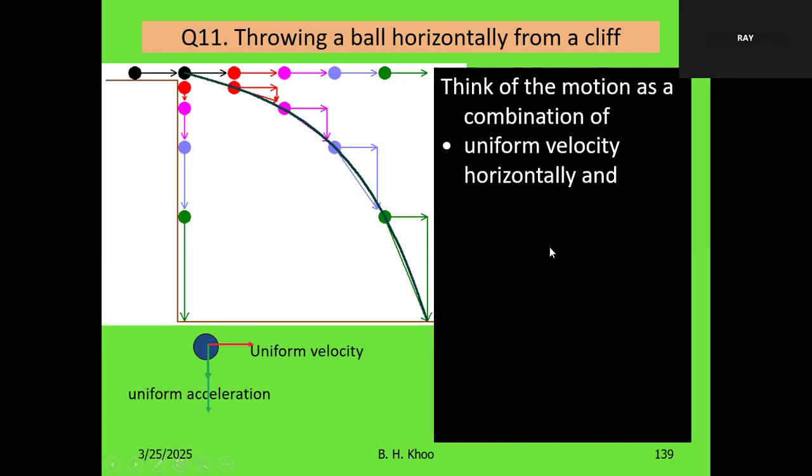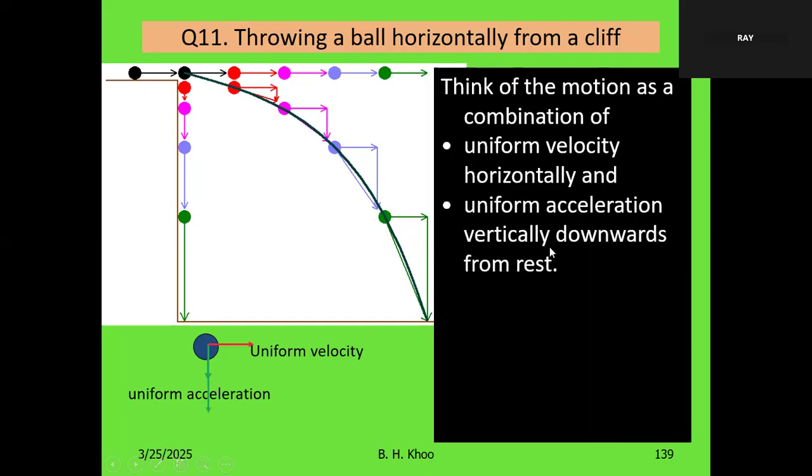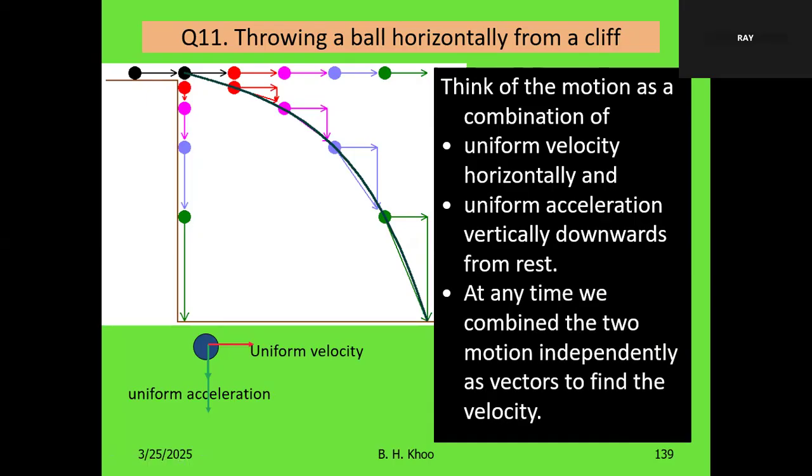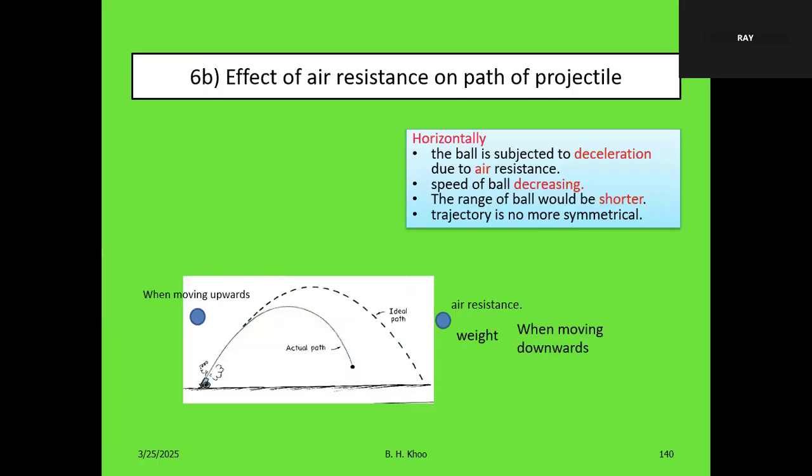I think the motion is a combination of uniform velocity horizontally and uniform acceleration downwards from the rest. And at any time we combine the two motions independently as vectors to find the velocity.